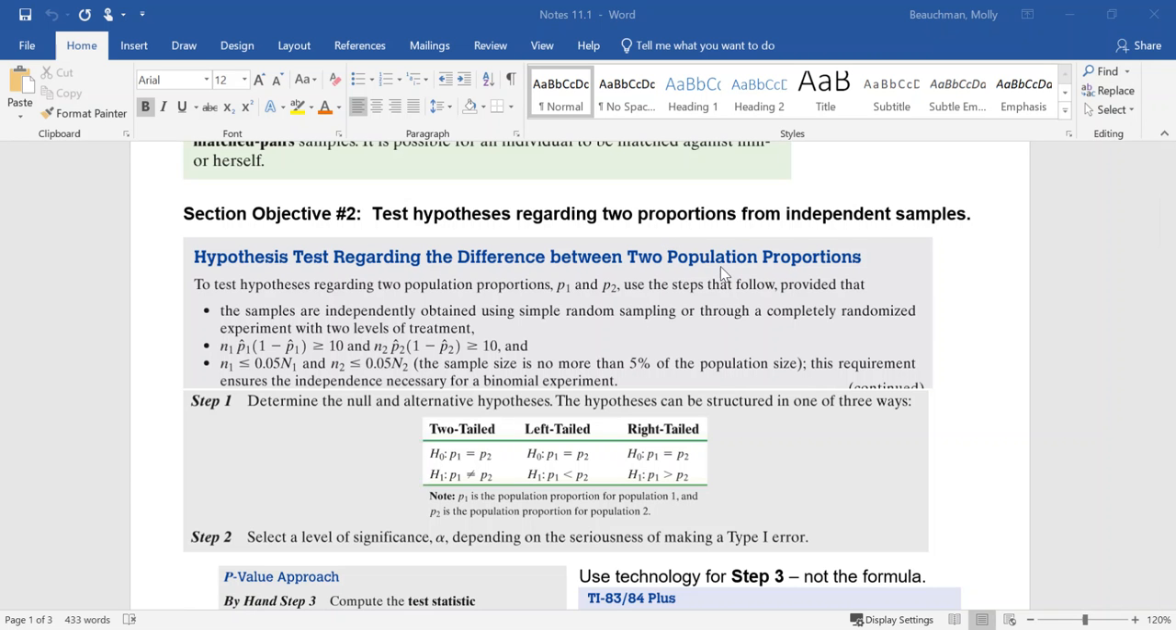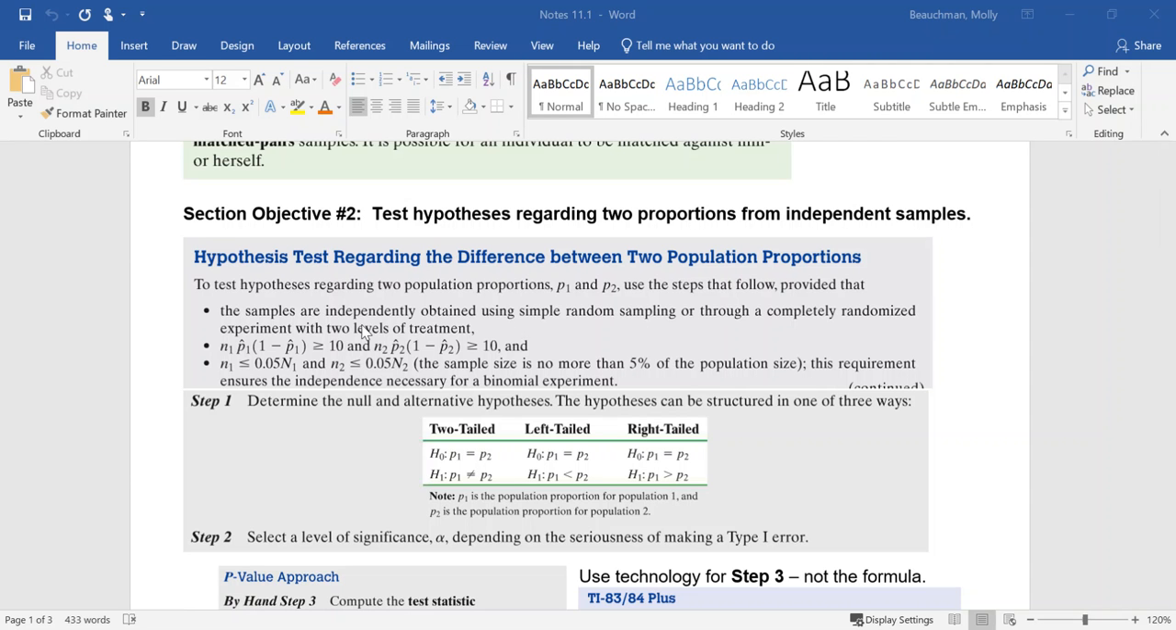The first step is always to make sure that your requirements are met. By that I mean in this first box right here, these bulleted points are the requirements to make sure that we can use this hypothesis test method. To test a hypothesis regarding two population proportions, population 1 and population 2, use the steps that follow, provided that the samples are independently obtained using simple random sampling or a completely randomized experiment. That's the first requirement.